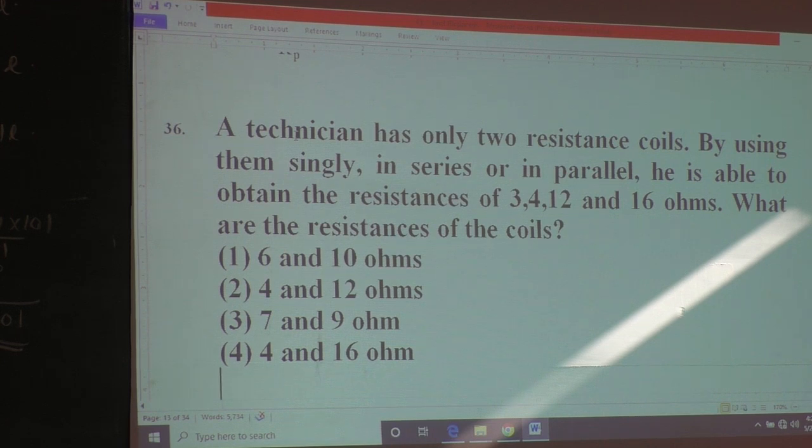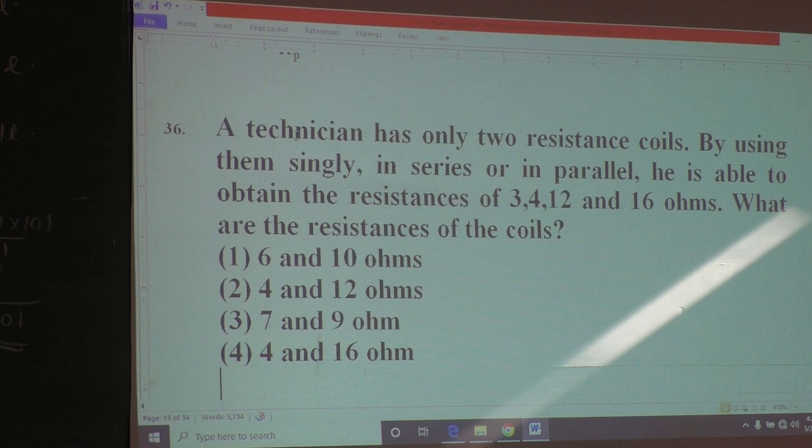Here it says, a technician has only 2 resistance coils. He has only 2 resistors. By using them singly or in series or parallel, so either you connect both in series, both in parallel, or use them alone, one by one, he was able to obtain the resistances 3, 4, 12 and 16 ohms. What are the resistances? Suppose you have 2 resistances, R1 and R2. What are the ways in which you can use them? R1 only, R2 only, R1 plus R2, and another one is R1 R2 by R1 plus R2.